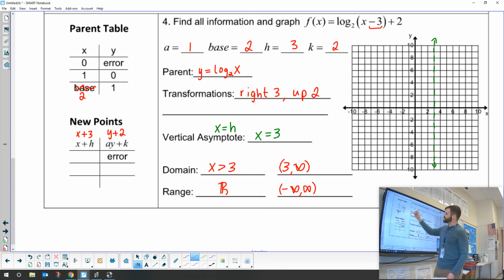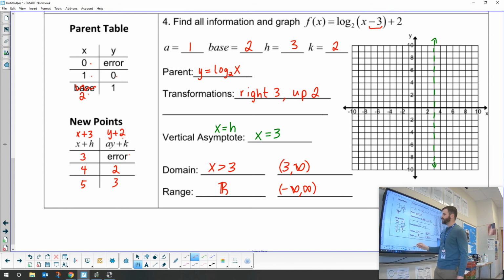All right, so let's take some of these points. So if I start with 0, 0 plus 3 is 3. Okay, now my next one, 1. 1 plus 3 is 4, and my base, which is 2, 2 plus 3 is 5. So those are my points on the left side. What about my points on the right side? Well, error is still just going to be error. That one doesn't change. What about 0? 0 plus 2 is 2, and 1 plus 2 is going to be 3.